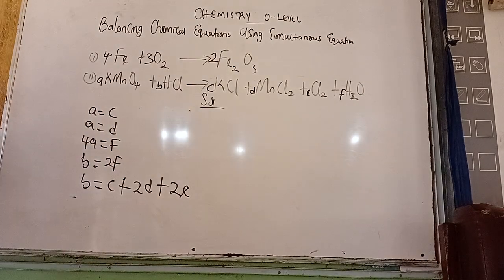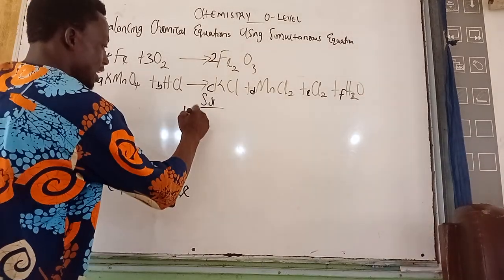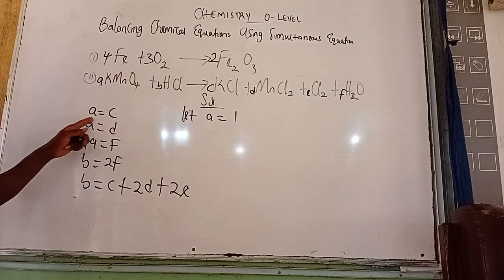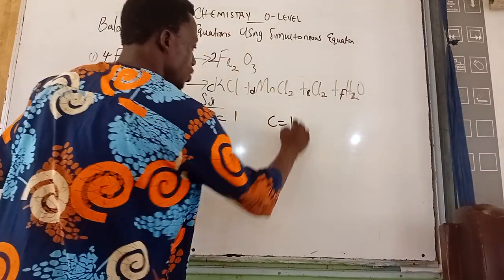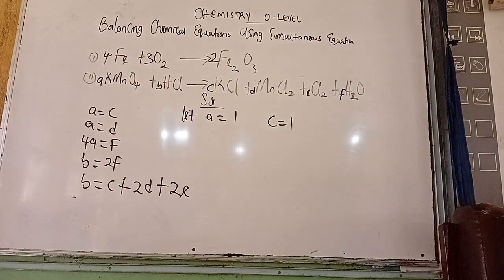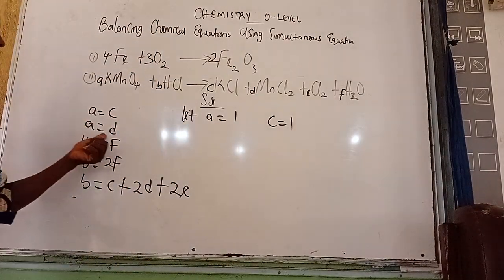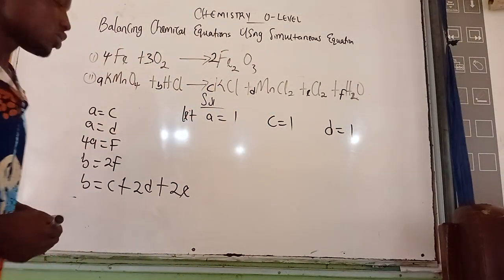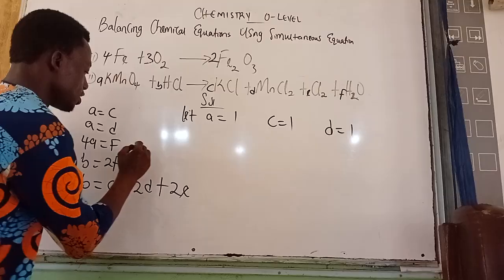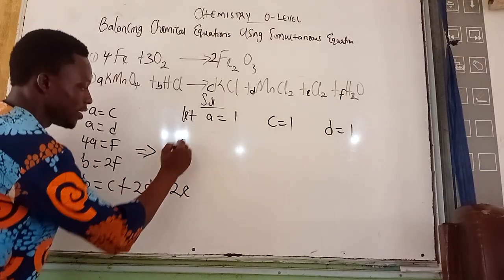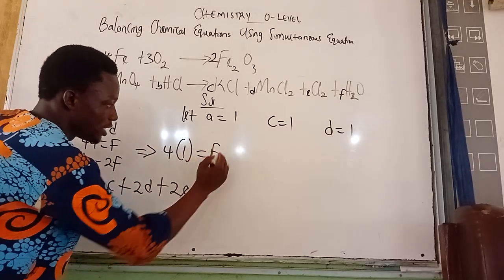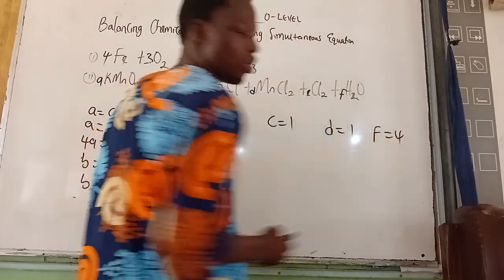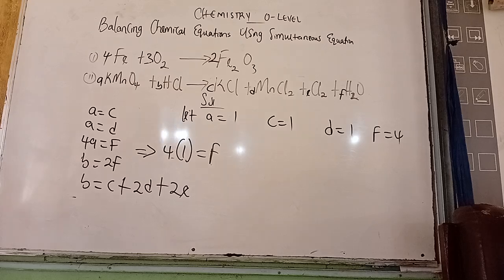So now let A, like I said earlier, let A be what? 1. So if A equals 1, what will be C? Since A is equal to C, that means C also is 1. Since A is also equal to D, that means D also is 1. So 4A equals F. That means 4 times 1 equals F. That means F equals 4. So we find A, C, D, and F.